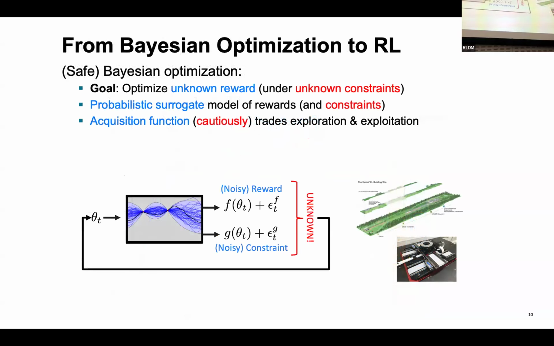But what I want to do in the rest of this talk is to address some of the key limitations of safe Bayesian optimization and bring it closer to general applicability.